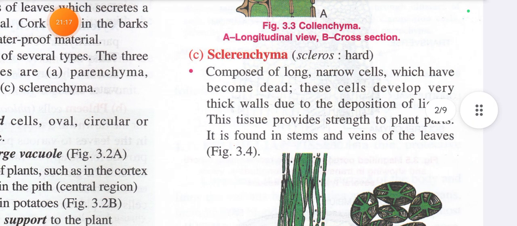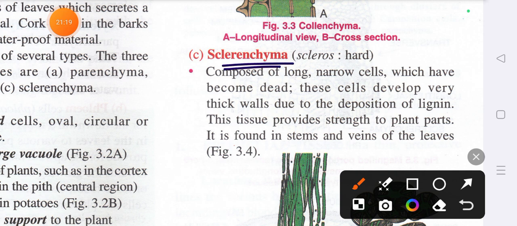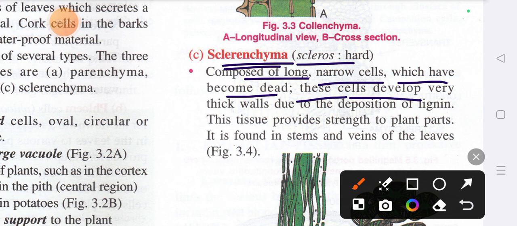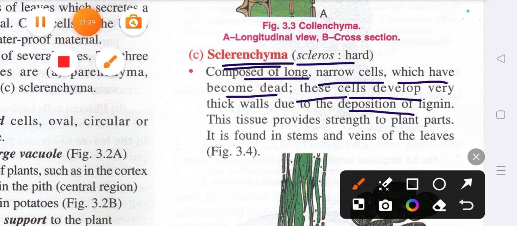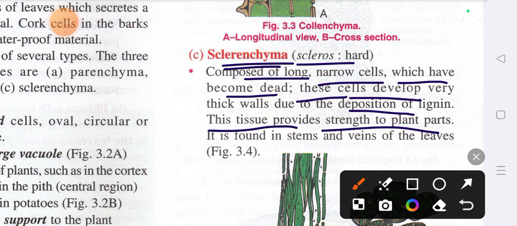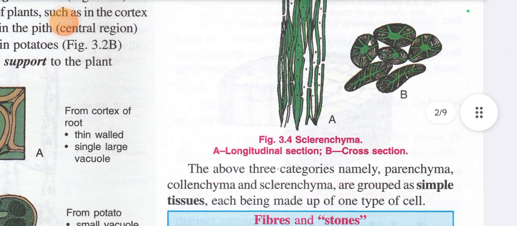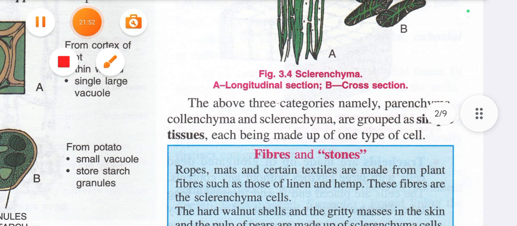Now the last one we have with us is sclerenchyma. See, colon means glue, scleros means hard. It is composed of long narrow cells which have become dead. These cells develop very thick walls due to deposition of lignin. See, these cells have very thick walls due to deposition of lignin. This tissue provides strength to the plant. Therefore, it is found in stems and veins of the leaves. You know, the outer shell of a coconut is made up of sclerenchyma tissue.